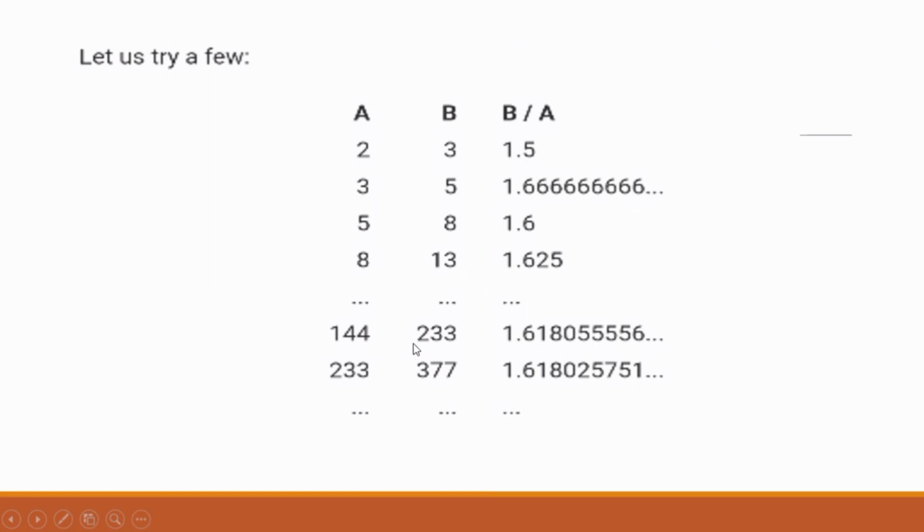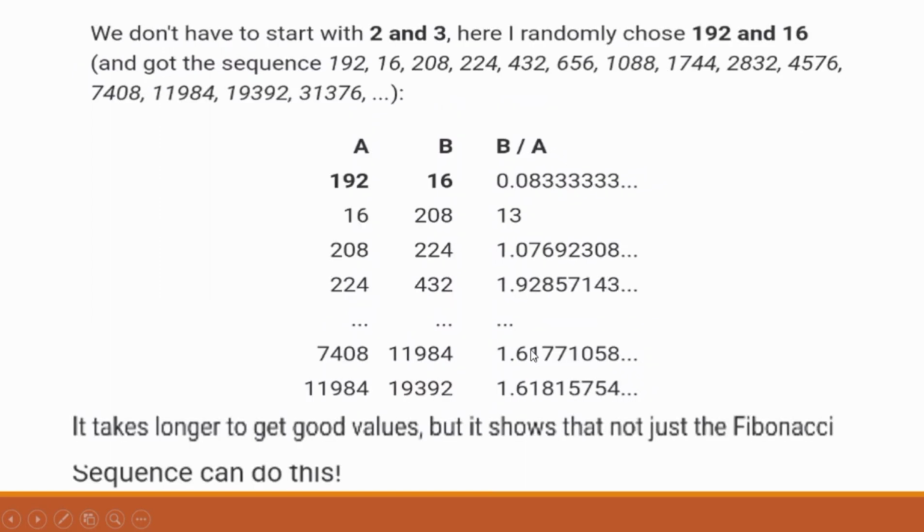So, ganun din yung big number. So, 233 divided by 144 is equals to 1.6. 377 divided by 233 is equals to 1.6. So, as you can see here, class, hindi siya lahat 1.6, pero si 1.5 is approximately 1.6. Okay? So, we don't have to start with 2 and 3.